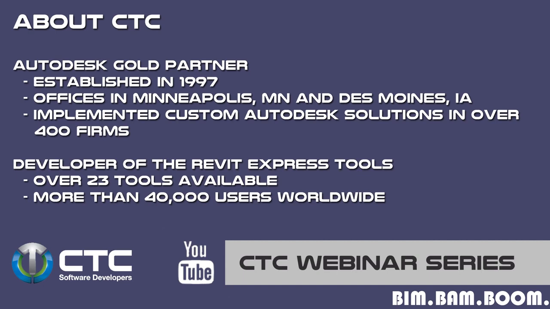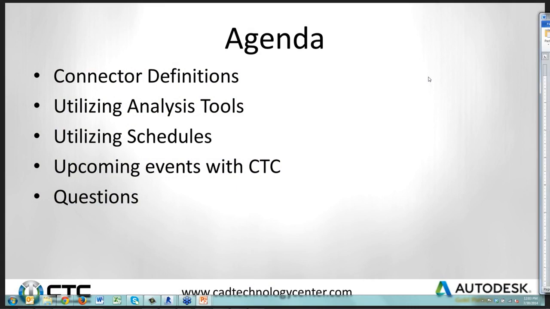We'll basically be looking at connector definitions inside Revit and see how the connector definitions work together to propagate flow through ducts and pipes. We'll then see how we can utilize some of the analysis tools that are available within Revit to make sure that our system is connected correctly and the flow is propagating. We'll then see an application of the schedule for the system and see how the schedule can be used to also view the flow and analyze your system. And we would finally be discussing upcoming events with CTC, followed by any questions you may have.